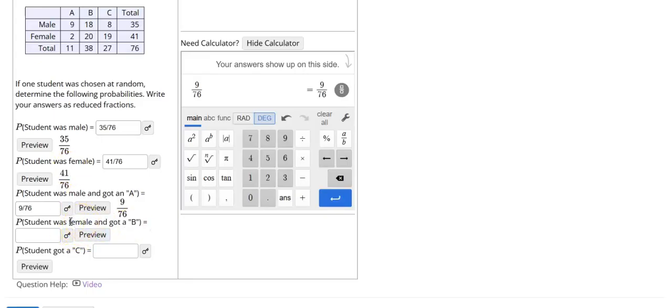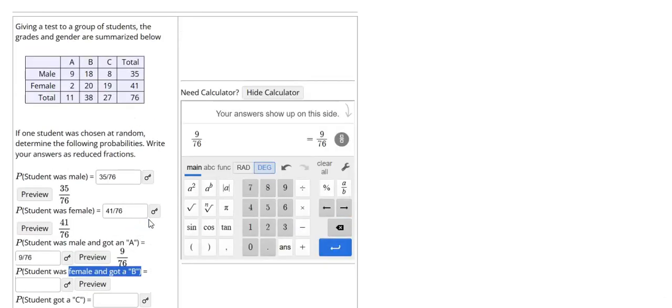Next question: female and got a B. How many female got a B? Look at the 20 here. So 20 females got a B. There are 20 people who got a B and are also female. So you divide 20 by 76. Again, this is the decimal number, and the reduced fraction is 5 over 19.